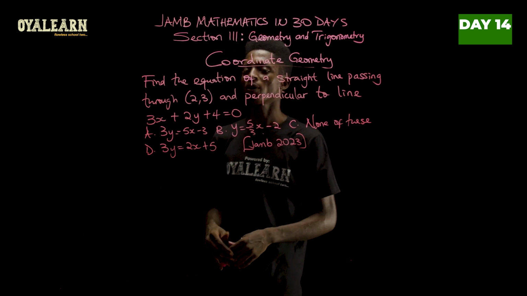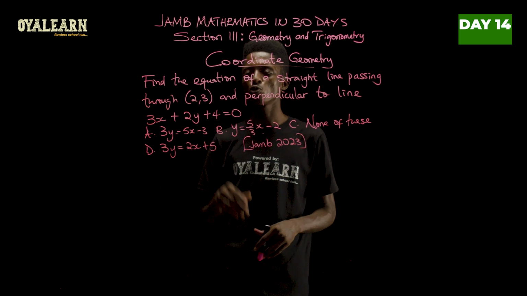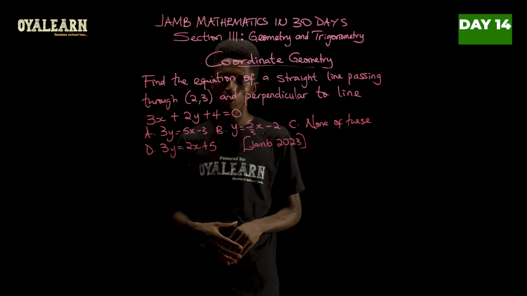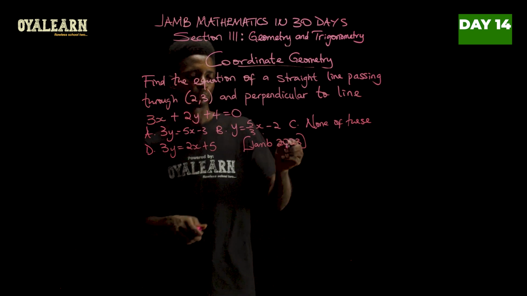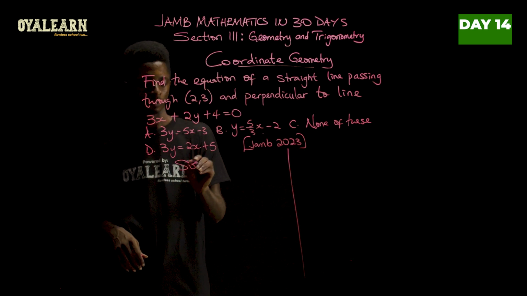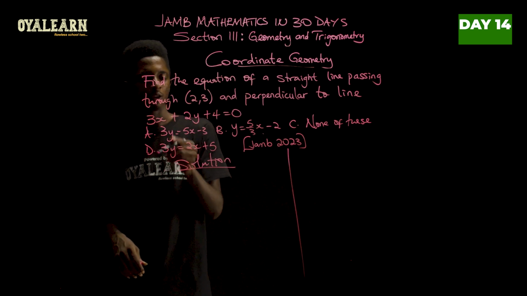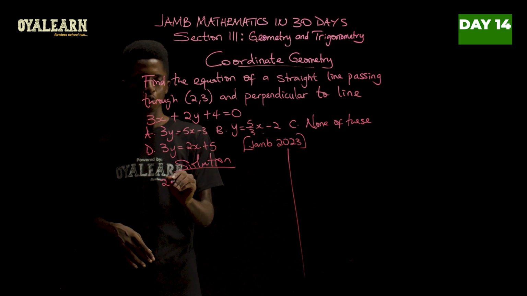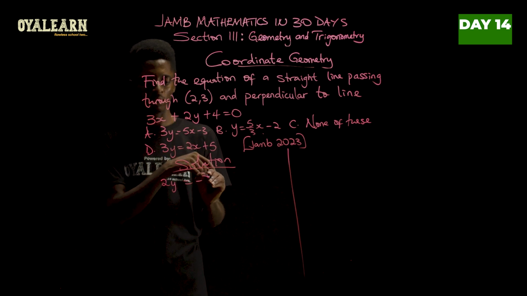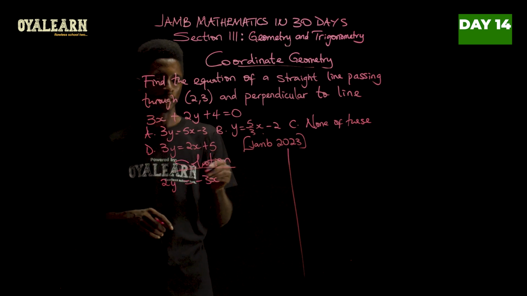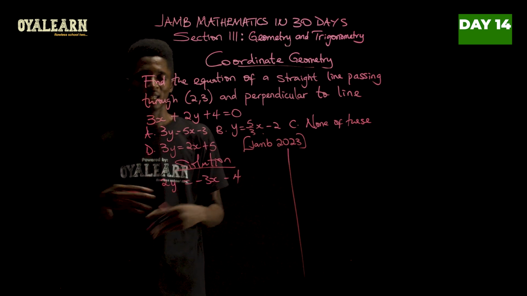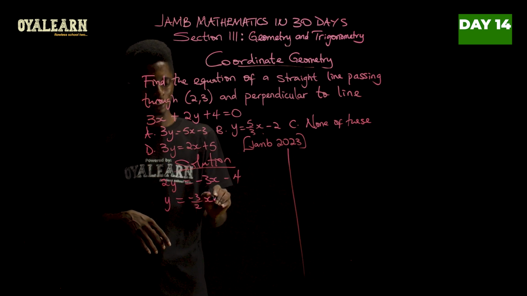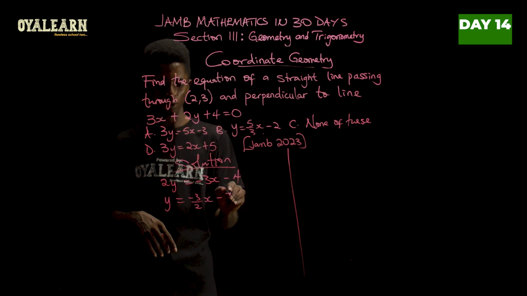In this question, we are to find the equation of a straight line passing through 2, 3 and perpendicular to a line with the equation 3x plus 2y plus 4 equals 0. First, let's write this in the form of y equals mx plus c. So we'll then have that 2y equals minus 3x and then minus 4. Now divide through by 2, and then you see that y equals minus 3 over 2x and then minus 4 divided by 2 will give you 2.